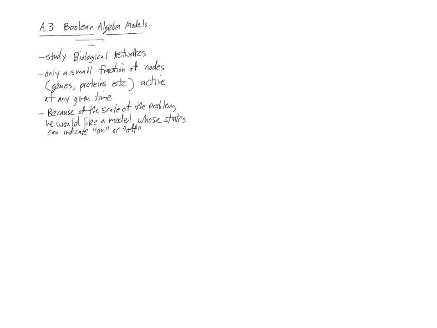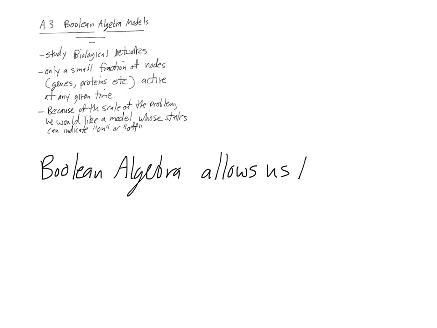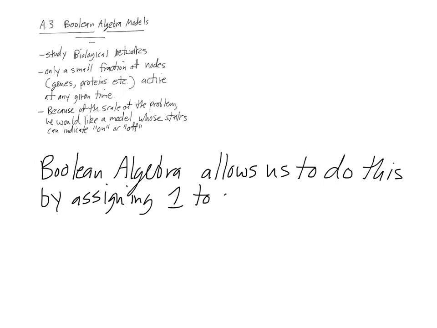Boolean algebra allows us to do this by assigning the value 1 to anything that's on, and 0 to anything that's off.